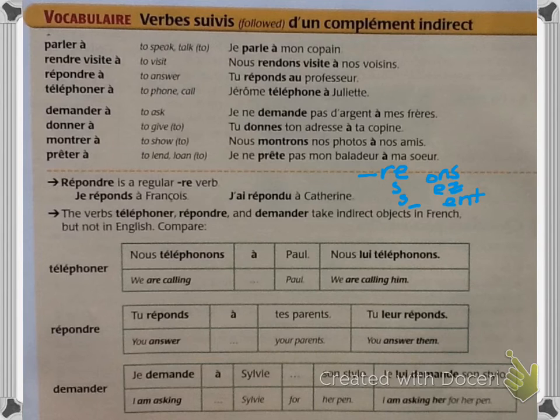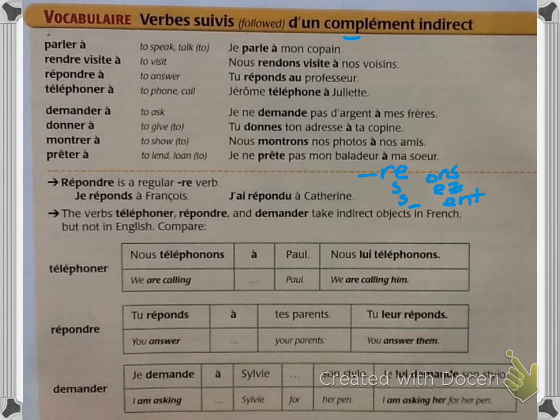So, looking at what these are saying, going back up to the top. I talk to my friend. We visit our neighbors. You answer the teacher. Jerome calls Juliet. I do not ask for any money from my brothers. You give your address to your friend. We show our pictures to our friends. I do not loan my CD player to my sister.